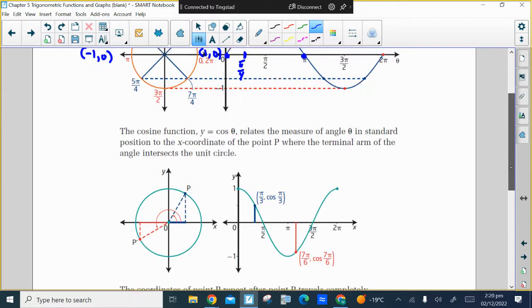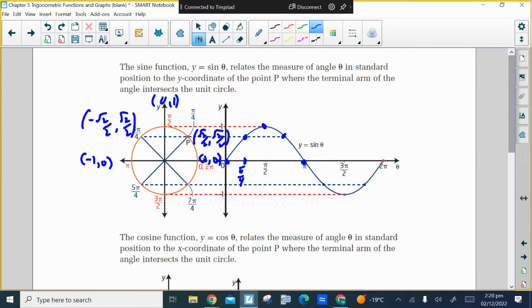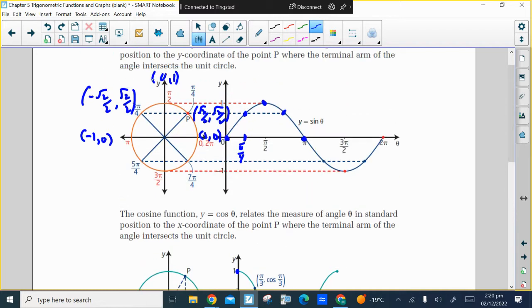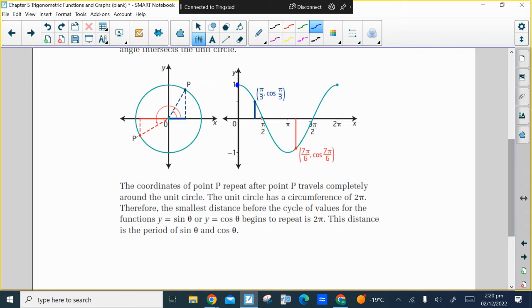The graph of cosine theta, well, we would just take the x values at each of these points. At 0 degrees or 0 radians, the cosine is 1. That's why it starts up there. At pi on 2 radians, the cosine, the x value, is 0. This is this point right here. At pi, it's negative 1. At 3 pi on 2, it's 0. And at the end of the first cycle, you're back to 1 at 2 pi radians.